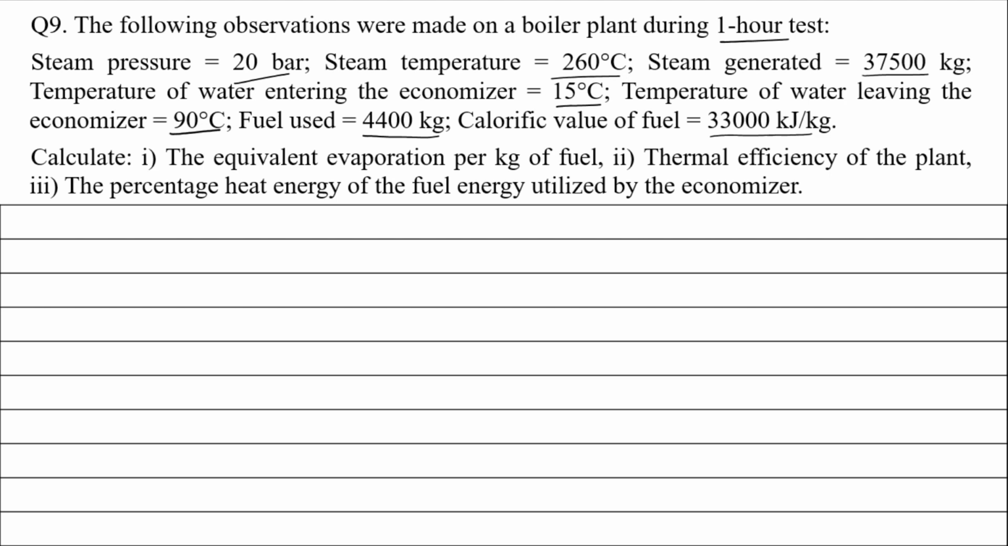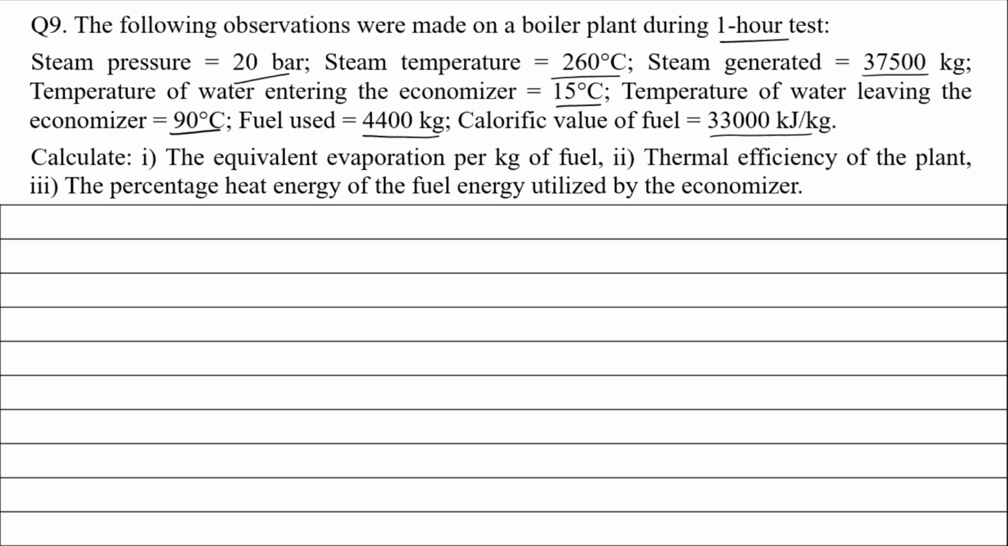Based on this given data, I am supposed to find the equivalent evaporation per kg of fuel. Then I am supposed to find the thermal efficiency of the plant. Then I also have to find the percentage of heat energy in the fuel which is utilized by the economizer to increase the temperature, that is, the heat used by the economizer to raise the water from 15 degrees to 90 degrees. Firstly I will find the enthalpy rise, and then correlate that with my mass of fuel used, so we can find the percentage of heat added. Now we'll start the problem.